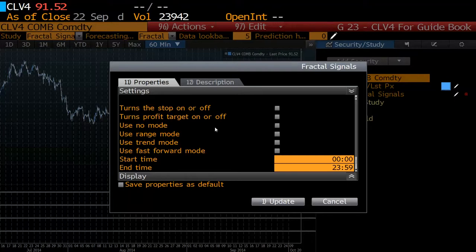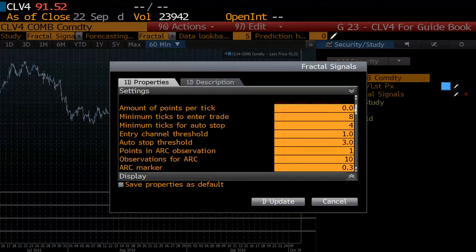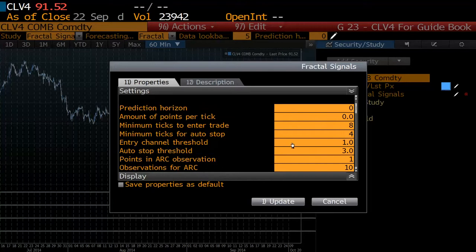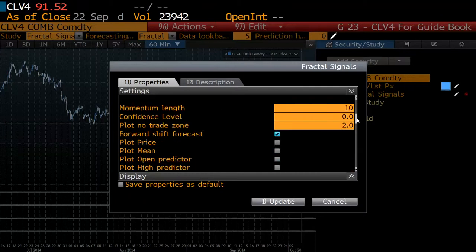The use no mode is taking the entry channel that you saw plotted in previous videos, and it enters the trade based on where that channel is set. So this will actually be affected by going to the indicator side and changing the entry channel threshold. So if you change this to 2, imagine that you're changing the band on the chart and you're defining where that entry point is.